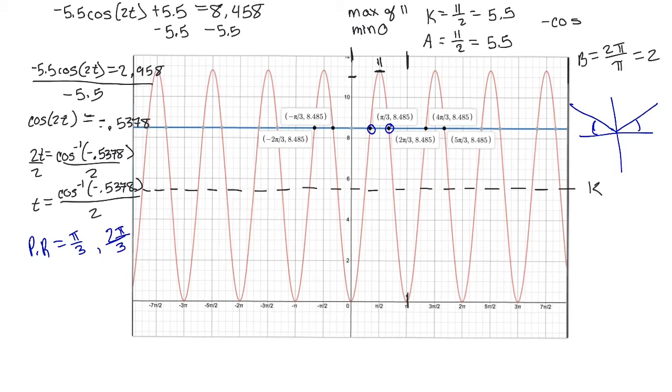So when you plug this into your calculator and solve it, if we're not going to get it into exact form, which is what the graph is nice for in this case, if we go inverse cosine of negative 0.5378 divided by 2, we get the answer of 1.069. This answer over here is actually going to be pi minus 1.069.